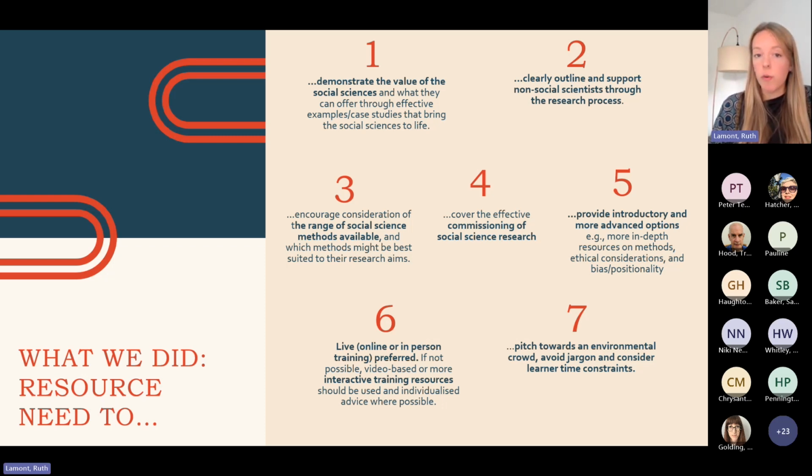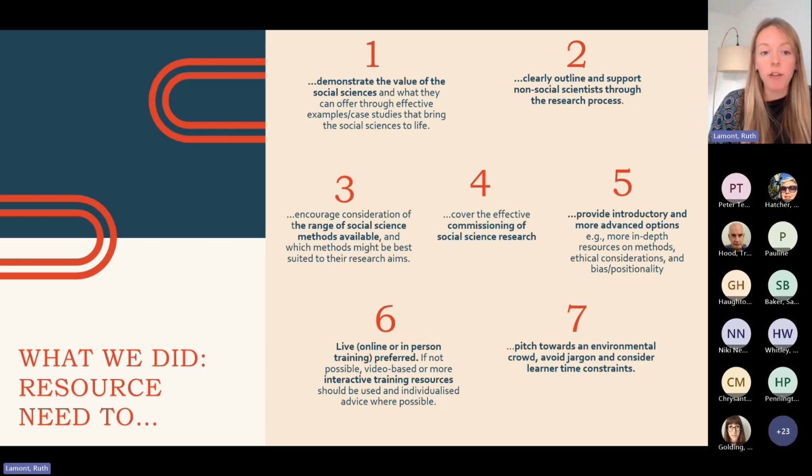Two to five are more about providing a training aspect. The second one is to clearly outline and support non-social scientists through the research process. This was a concern around people thinking, I'm going to do a survey, and not thinking, is there existing evidence already in this area? What do I need to consider about having a representative sample? How can I plan this effectively? What are the ethical issues? It's about showing people plainly what the processes in research are, and that it's not just one stage, doing a survey.